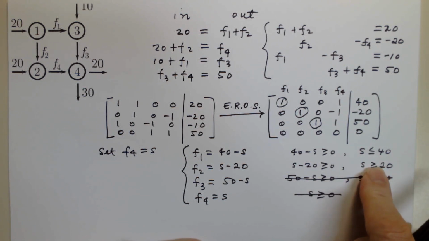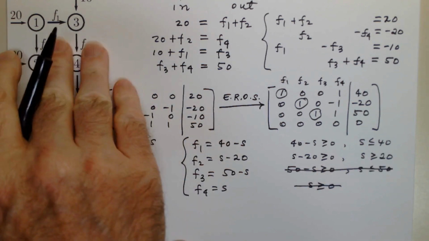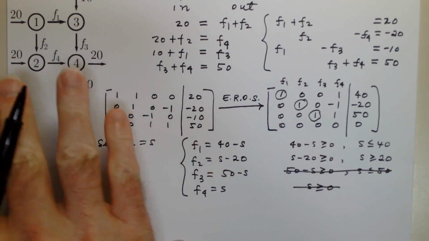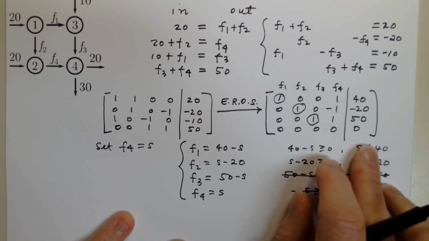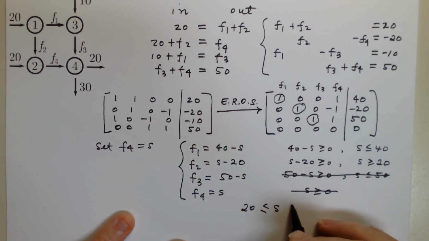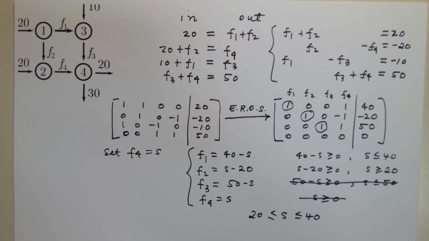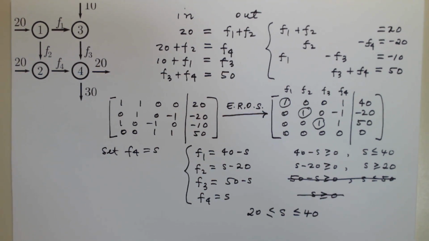So in fact, what we find is that in order to make this system physically meaningful, not mathematically meaningful, but physically meaningful, the value of s, this free variable, has to land between 20 and 40. Okay, so in order to make this flow mean something in nature, let's say, we have to make sure that our free variable is chosen somewhere between 20 and 40.